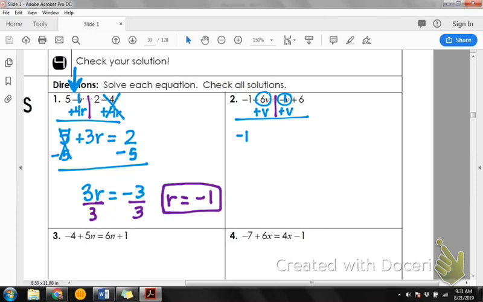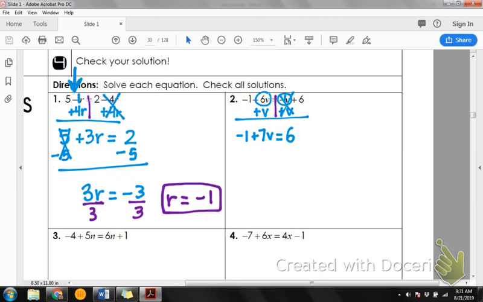Now I have positive 6v plus 1v is what? Positive 7v. On the right side, I've canceled out my v. So what's the only thing left on the right side? That's 6. Anybody have questions with that step?